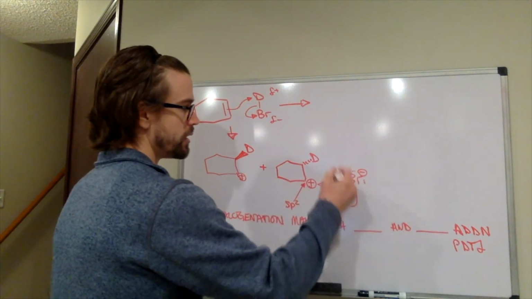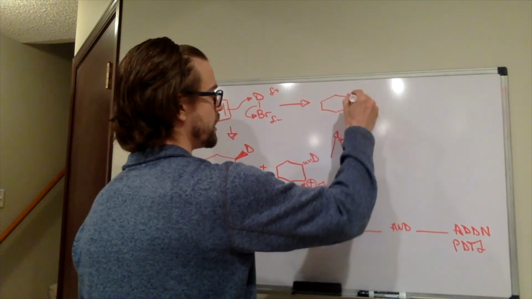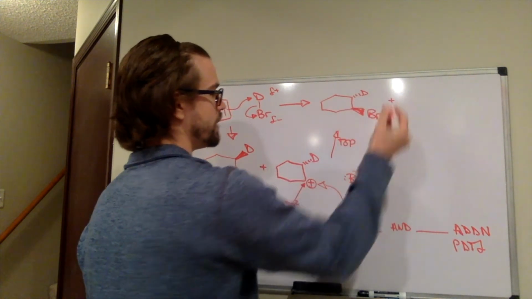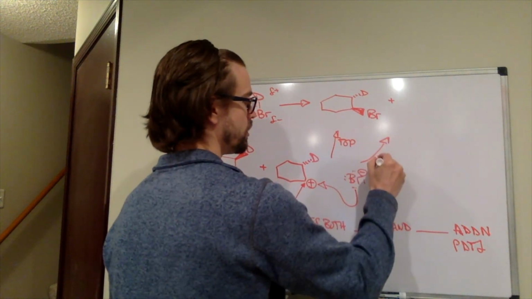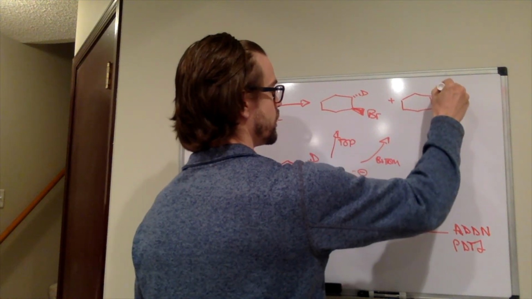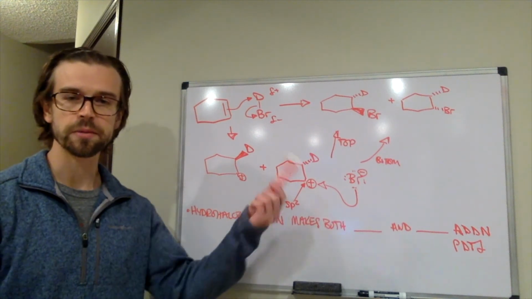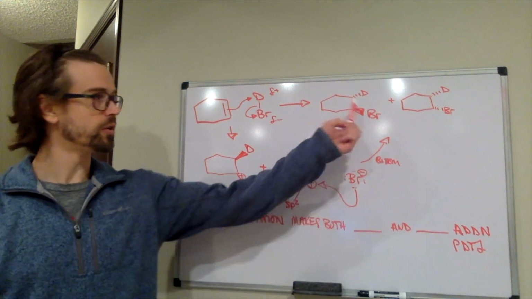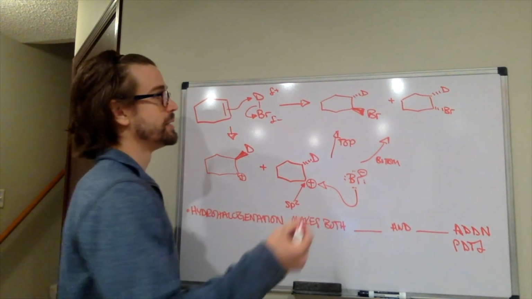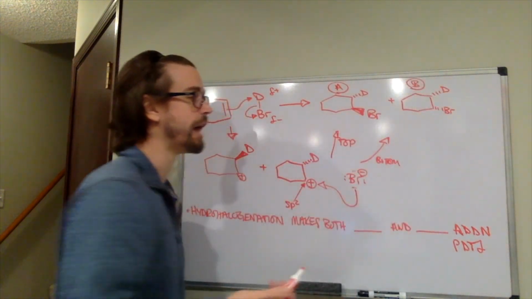So if the bromine adds to the top, it's going to make this here. And if it adds to the bottom, it's going to make this here, right? So it's going to make a mixture of these two molecules. What's the relationship between these two molecules? Yeah, they're diastereomers. So we'll just label this A, this B, and A and B are diastereomers.